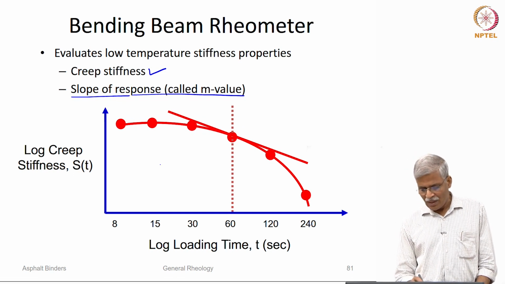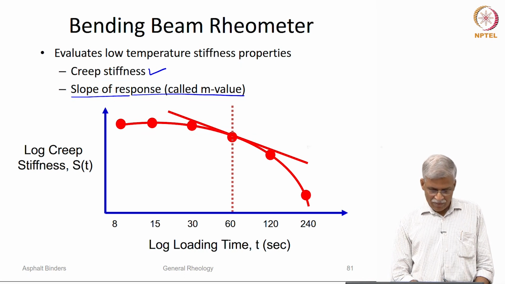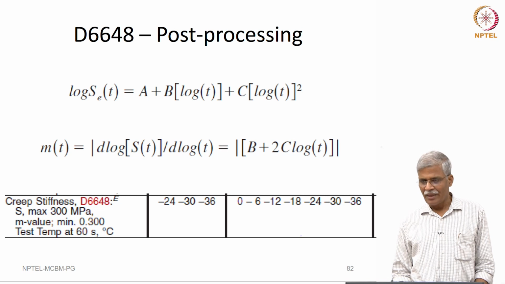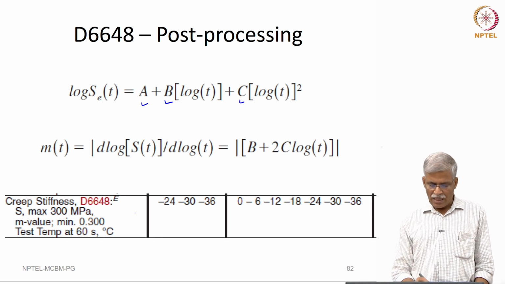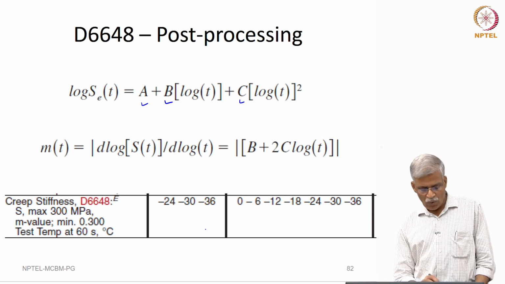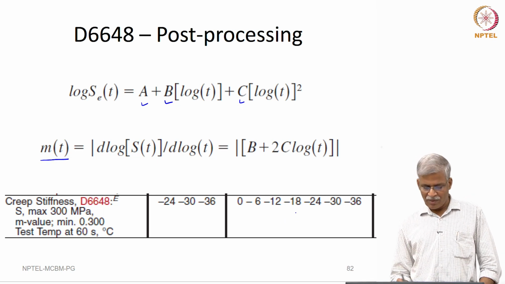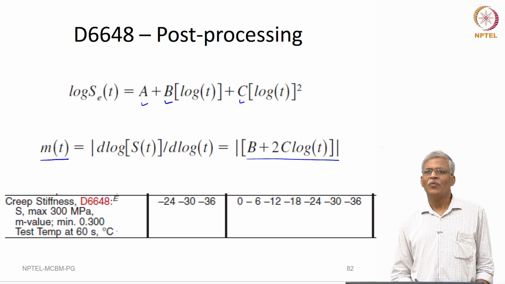So for that we have to curve fit this whole thing, and there is a procedure presented in the ASTM standard. You can take a look at it, more or less it looks like this. You take this data, fit it to this equation, find out A, B and C, and then using this you evaluate what is called the m of t. m of t is nothing but d log S of t divided by d log t. So you do that and you get the m value.